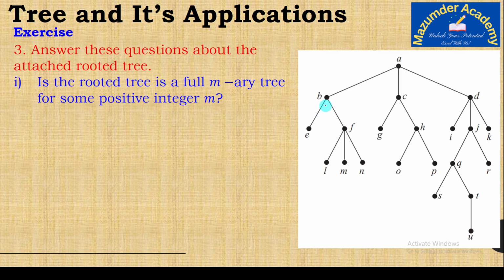Why? How many children does B have? 2. But how many children does F have? 3. Not the same. It must be the same number of children everywhere. Here A has 3 children, but C has 2 children, H has 2 children, D has 3 children. So sometimes 2, sometimes 3. Therefore, this tree is not a full m-ary tree for some positive integer m.